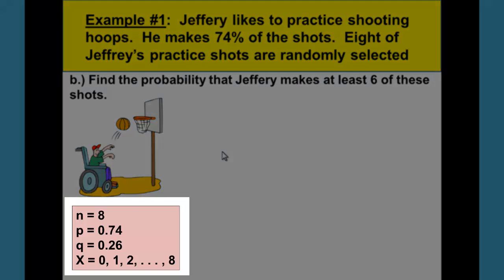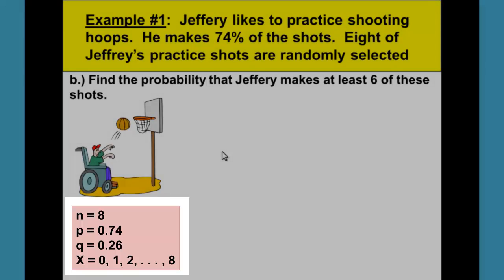And we have our variables. In part 1, we discussed where those variables come from, but we have N, the number of trials, as 8. Our probability of success is 0.74. Q, our probability of failure, is 0.26. And our X, or the number of successes we can have, range from 0 to 8.